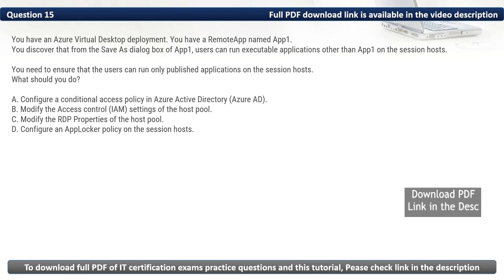Question 15. You have an Azure virtual desktop deployment. You have a remote app named App 1. You discover that from the Save as dialog box of App 1, users can run executable applications other than App 1 on the session hosts. You need to ensure that the users can run only published applications on the session hosts. What should you do?